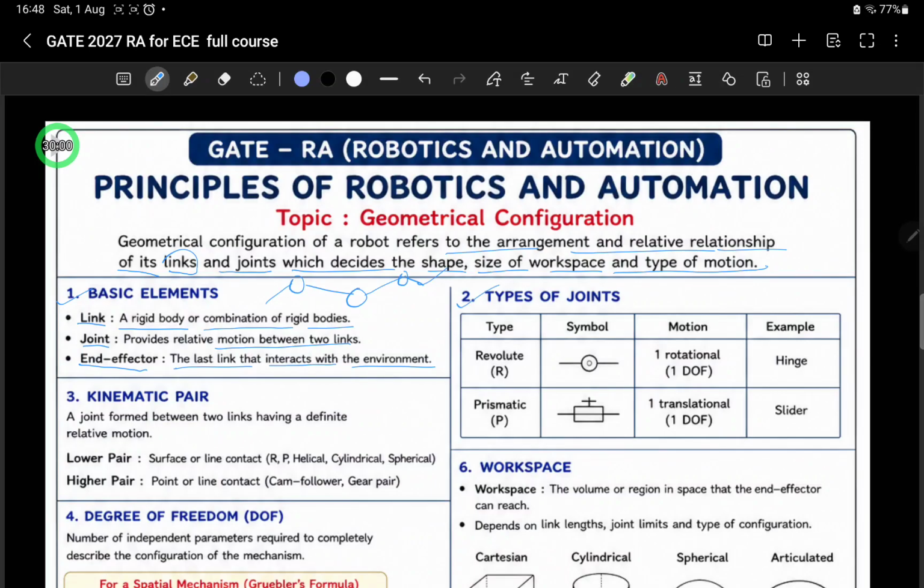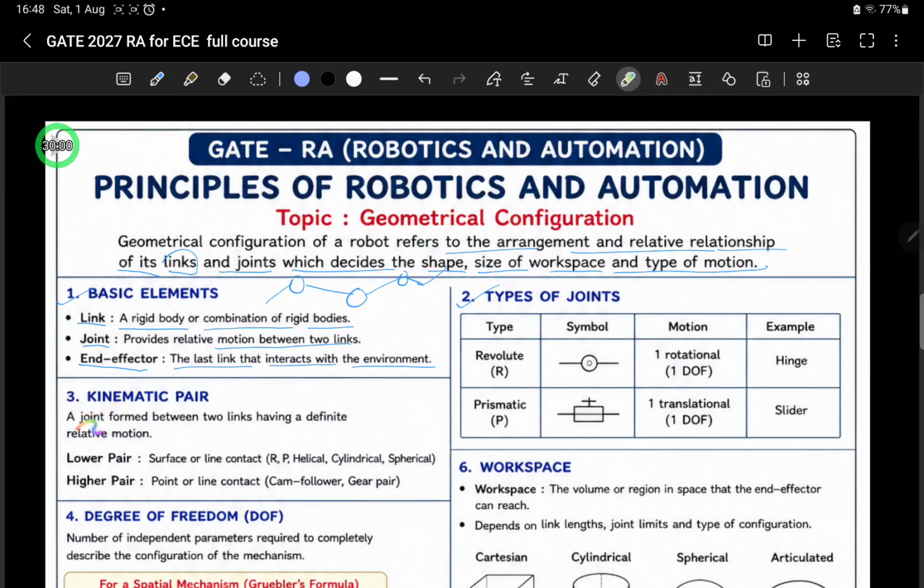Now types of joints. Here, revolute, R, with a symbol like this, and its motion is one DOF. An example is a hinge. Then the prismatic type also exists, it looks like this, and its degree of freedom is like this. An example is a slider.